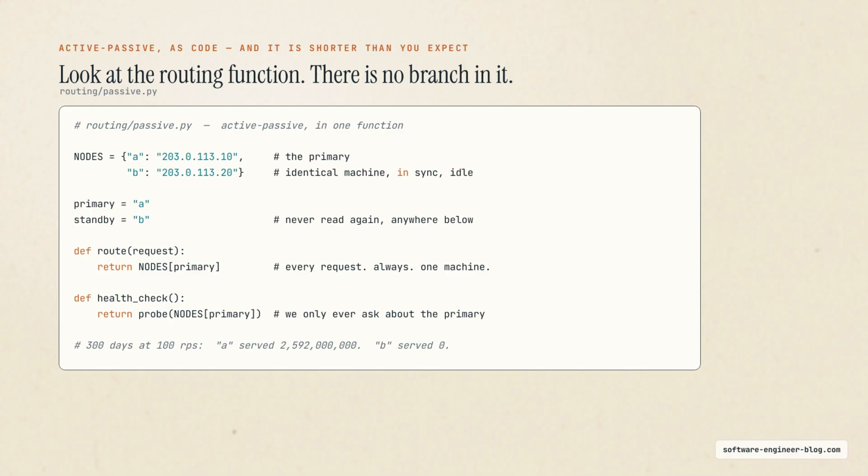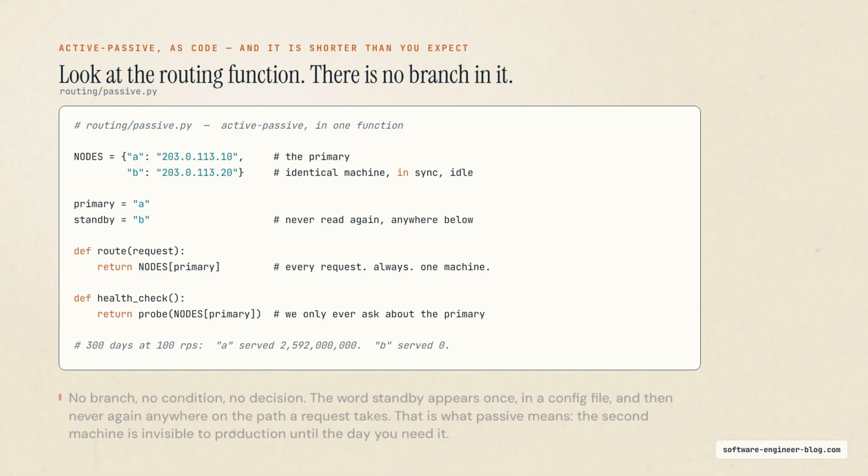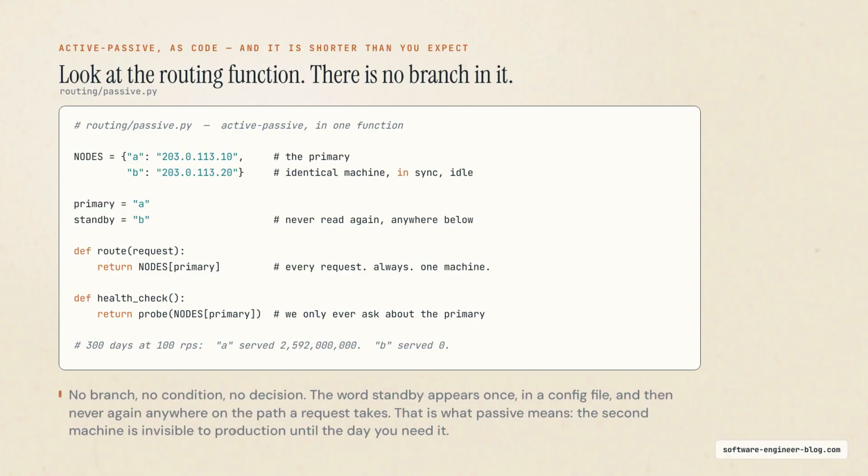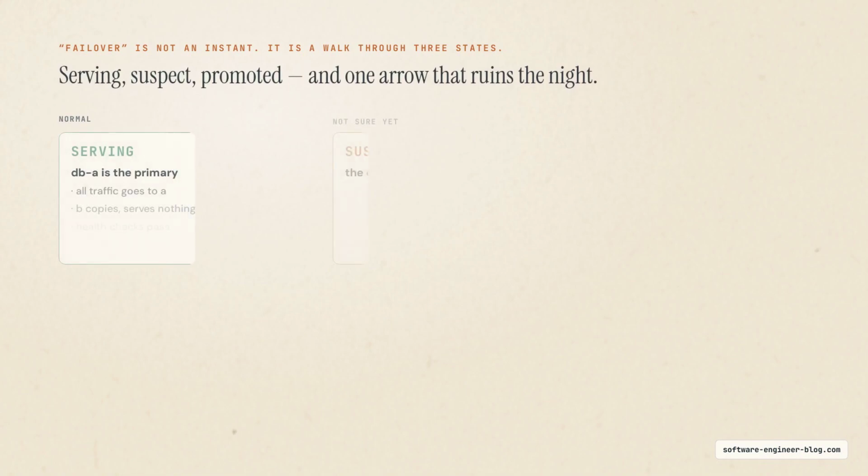Look at the health check as well. It only ever asks about the primary. Nobody is asking the standby whether it could serve a request, because nobody ever intends to send it one. That is what passive means. The second machine is invisible to production until the day you need it. When the primary does die, the system moves through 3 states, and it is worth naming them because people say failover as if it were a single instant.